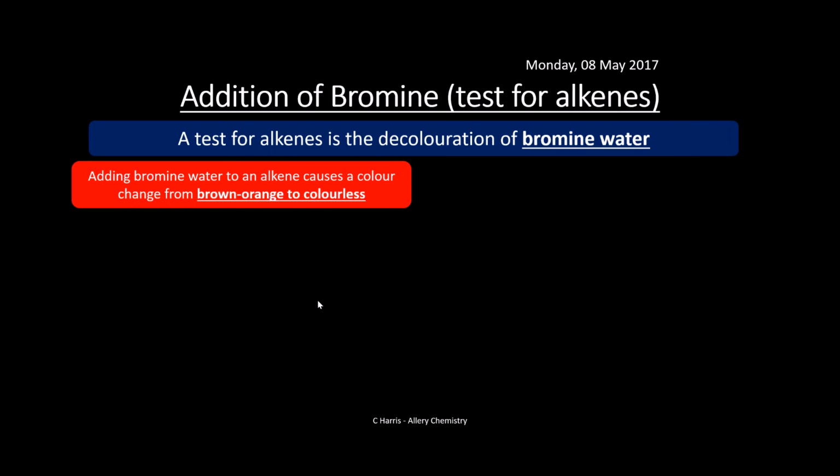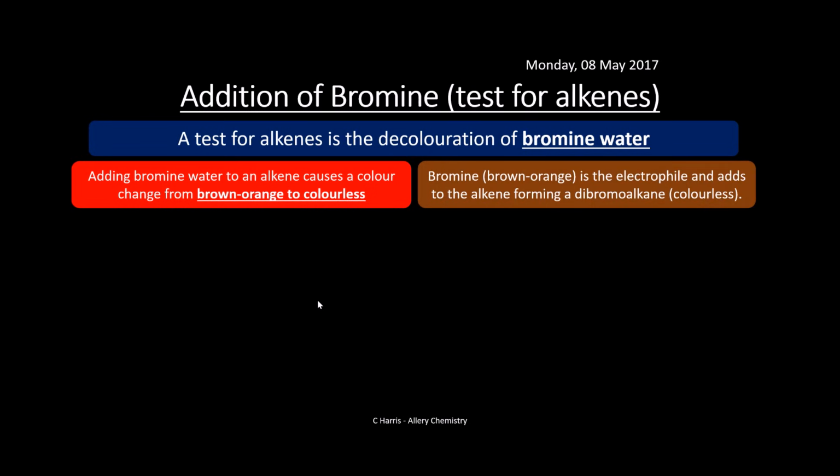So adding bromine water to an alkene causes a color change from browny orange, because that's the color of bromine, to colorless, because the product that we produce is colorless. It doesn't actually have a color. So that's why it decolorizes it.